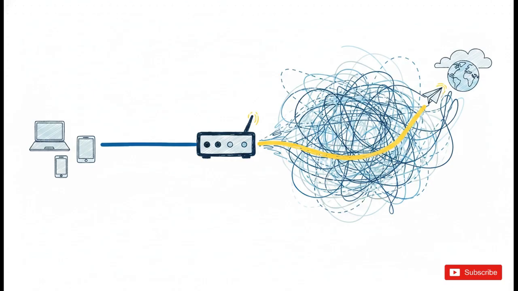If a switch is your local traffic cop, the router is the global air traffic controller. Routers connect entirely foreign networks together. They analyze IP addresses and use these incredibly complex routing tables to figure out the absolute most efficient global flight path for your data across the vast, wildly unpredictable internet.